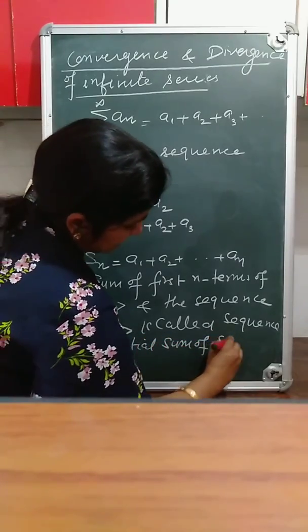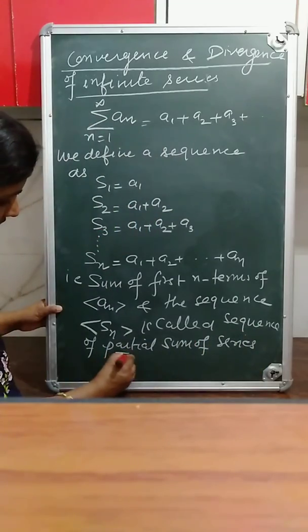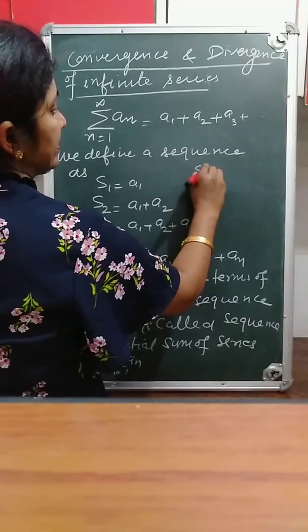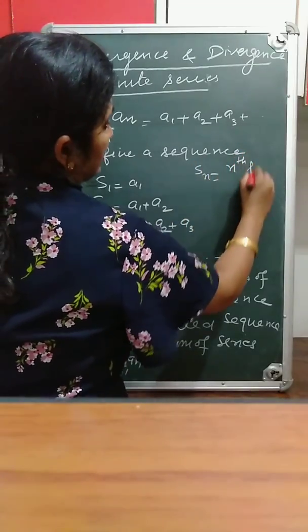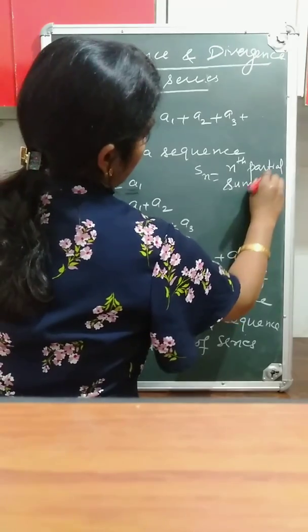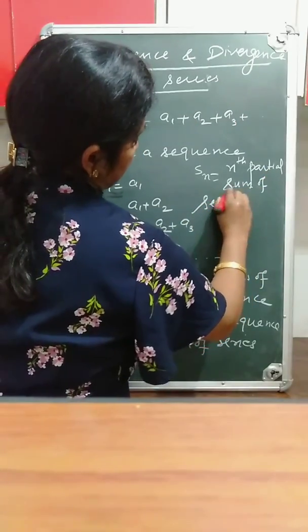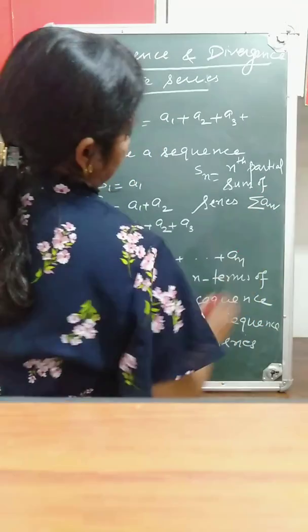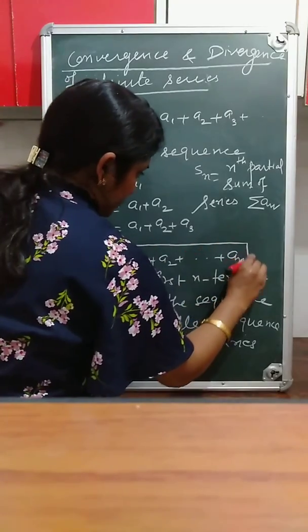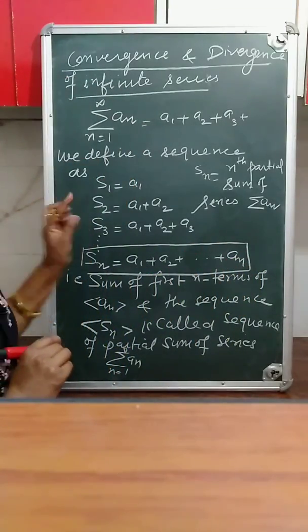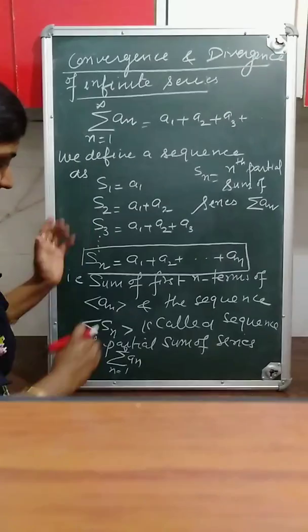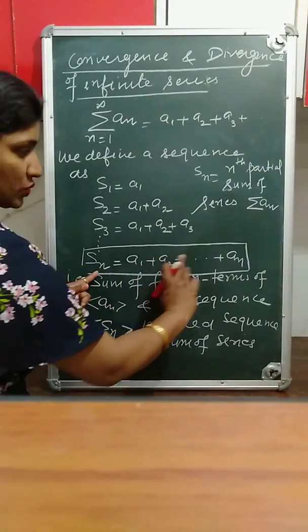of the series summation a_n, n is from 1 to infinity, where Sn is called the nth partial sum of the series summation a_n. Now, see from here. You know, S1 is a1, S2 is a1 plus a2, S3 is a1 plus a2 plus a3. You see the pattern as Sn is a1 plus a2 plus up to an.